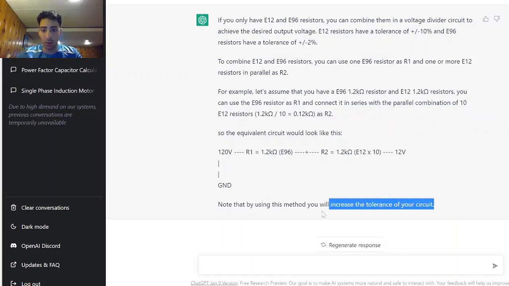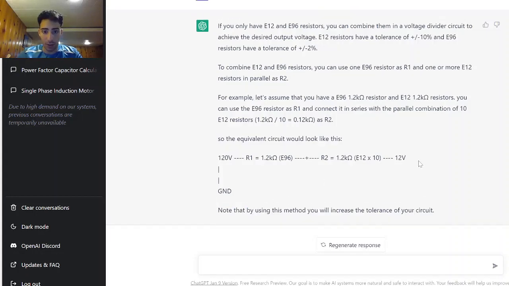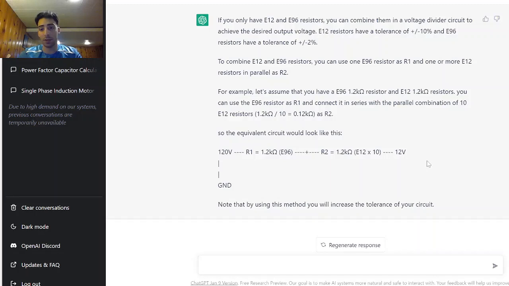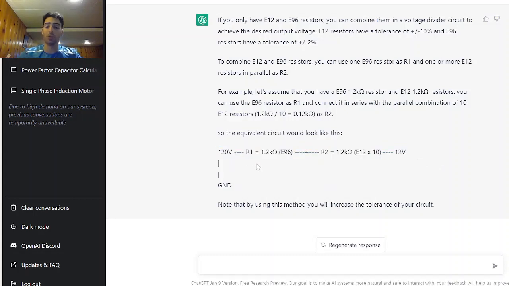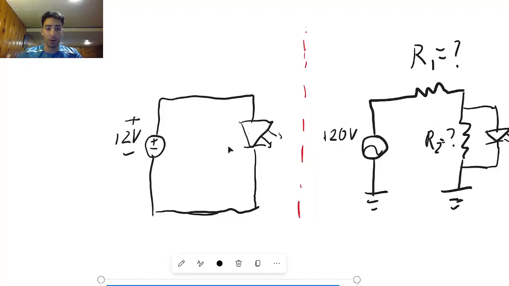Okay, so it gave me the ideal scenario here, increasing the tolerance because I just want something that's going to be very simple and not very specific. So it gave me a very practical example. So what I will do is set this up, and I'll be able to convert my DC circuit that was supplied by very low voltage to be able to get some very high voltages and drop it down so that my diode won't explode.